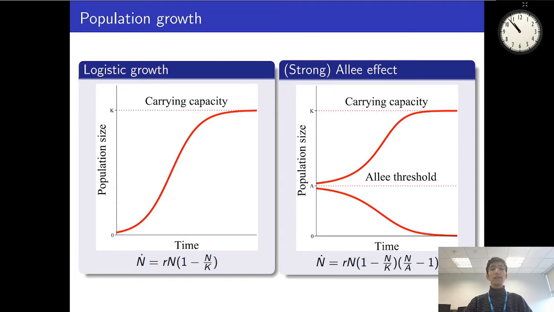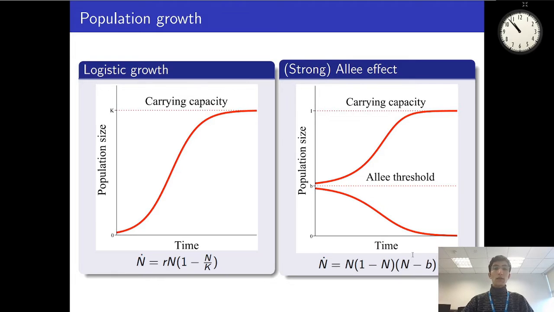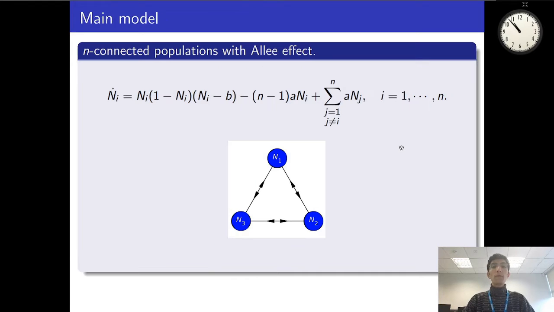And the equation is like this. You can normalize the equation so that the carrying capacity is 1, and then you have only one parameter b, which is the Allee threshold. So when you have one population, it's not much fun because you can see every data and information you need from this diagram. It will be more fun if you have more number of populations.